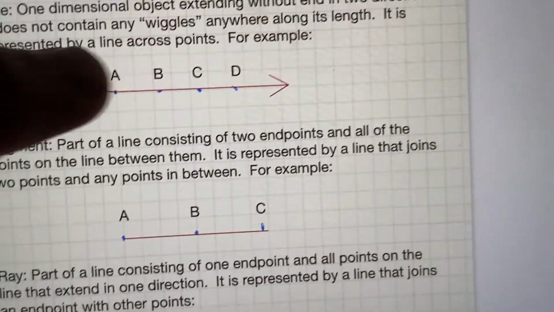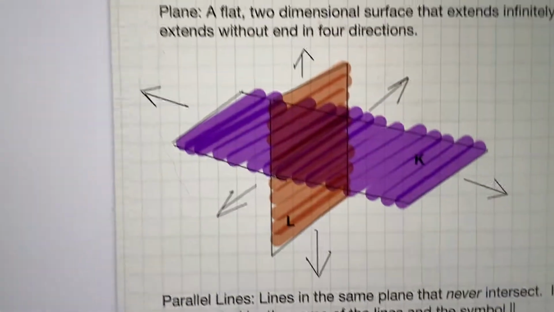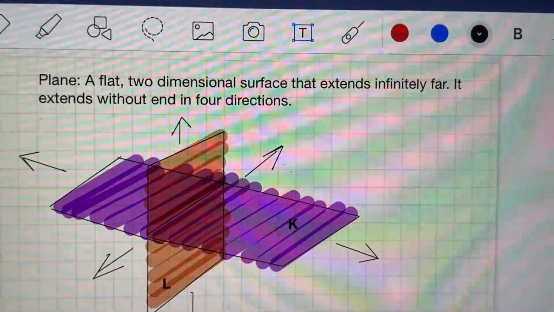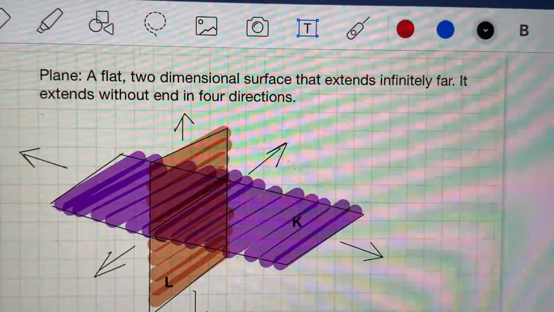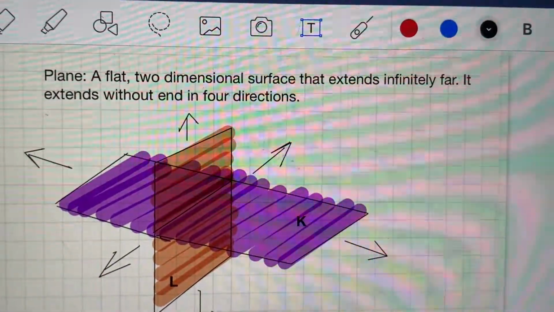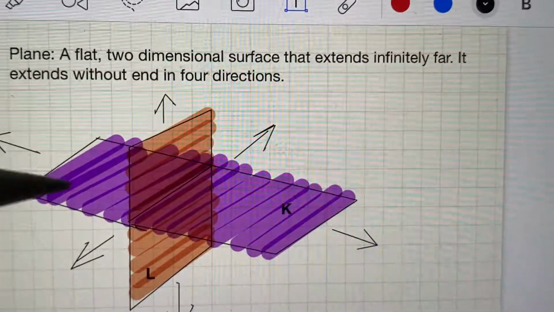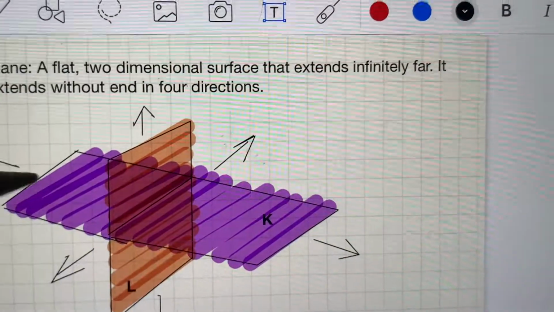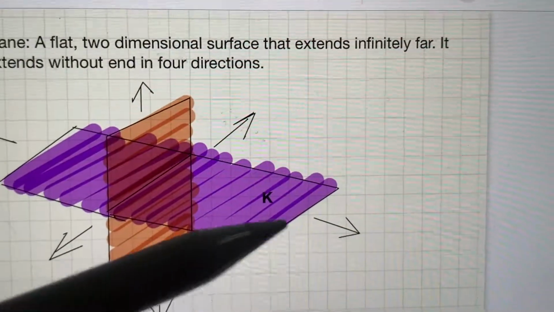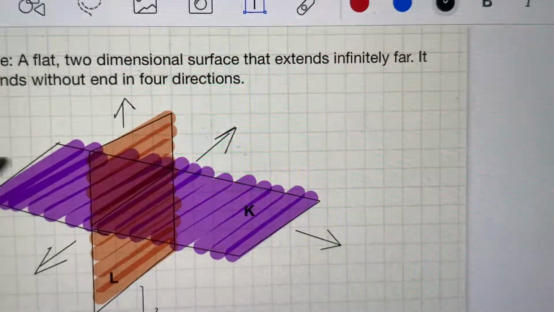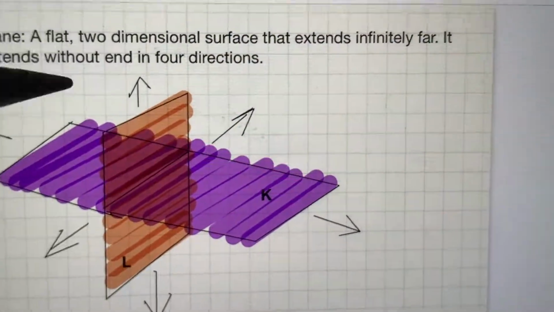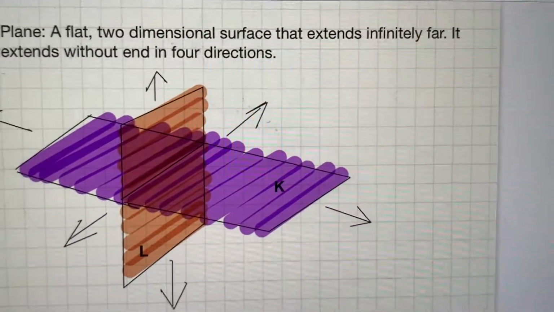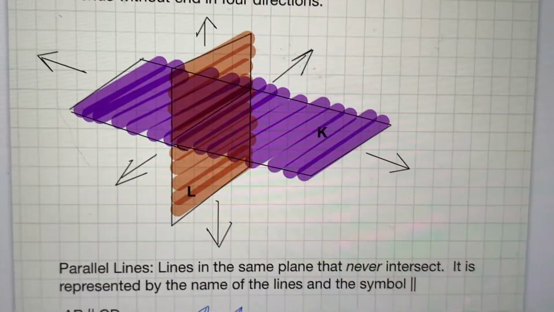Okay, then we have the definition of a plane. A plane is a flat, two-dimensional surface that extends infinitely far. It extends without end in all directions. As you can see here, I drew basically two planes. One is a vertical plane, another one is horizontal. You can see that I drew arrows extending outwards in all directions. The same thing here. So both of them are planes in different directions.